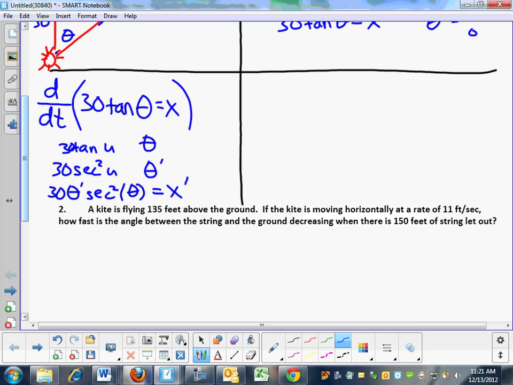Okay, so I'm going to write that right here. We got 30 theta prime secant squared of theta equals x prime. What are we solving for? Theta prime. Do I know x prime? What is x prime? 5. Do you know the current theta? No. Can I figure it out? Yes, I can.